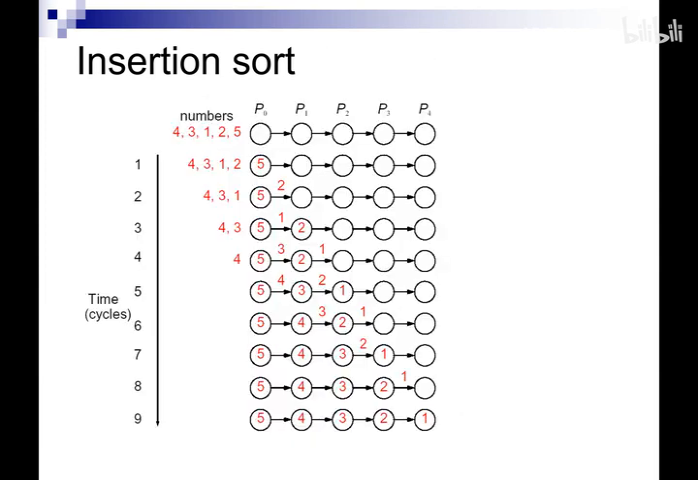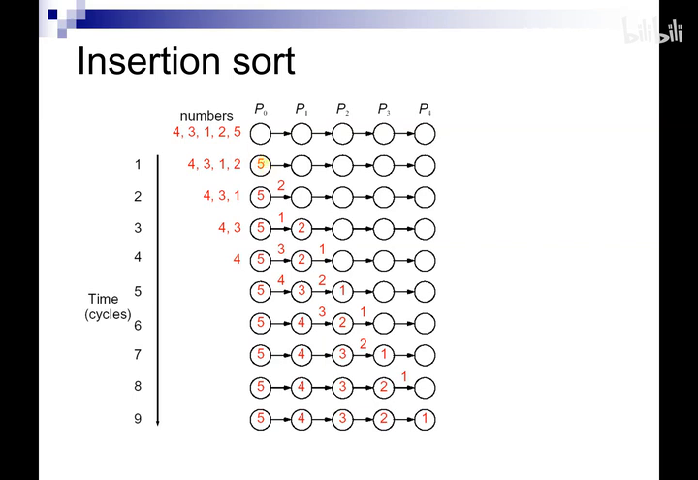Okay, so here's an example of this. Suppose you're trying to sort 5 numbers, so we're going to use 5 processes, and suppose the numbers are in this order. 5 is first going to be sent to process P0, and P0 doesn't have any numbers, so it stores 5.